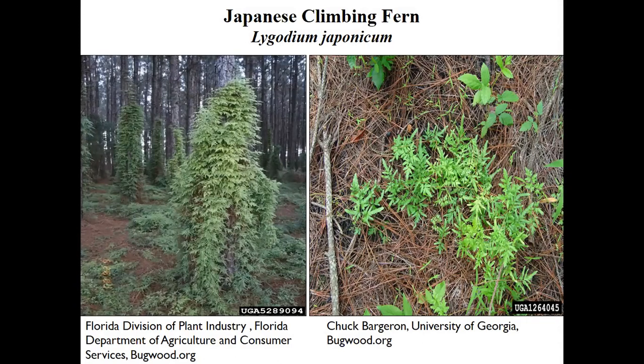Japanese climbing fern is a fern that reproduces by spores. It can grow from open habitats to forests. It forms a dense, thick mass that smothers trees and shrubs. The spores are dispersed by wind and rain. And sometimes this will get into pine straw that you get at garden centers.